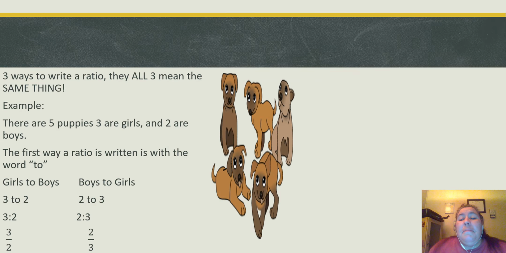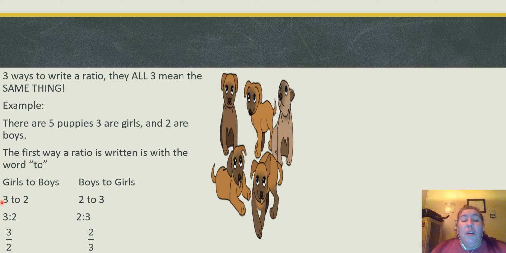Mathematicians, it's extremely important the order in which you write your ratio. If you're asked for the ratio of girl puppies to boy puppies, you will put the number for the girl puppies first, because that's the first part it's asking you to compare, girls to boys. Then you would put the number for the boys after the word "to." But if you were asked for the ratio of boy puppies to girl puppies, you put the 2 first, because they're asking you to compare the boys first to the girl puppies. So you would write 2 to 3.